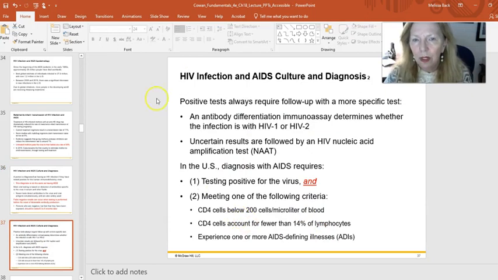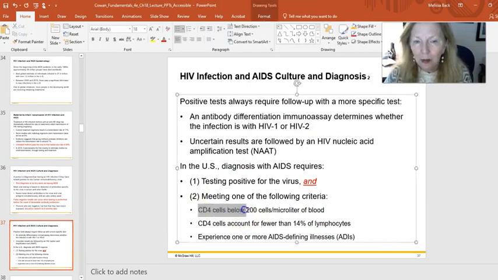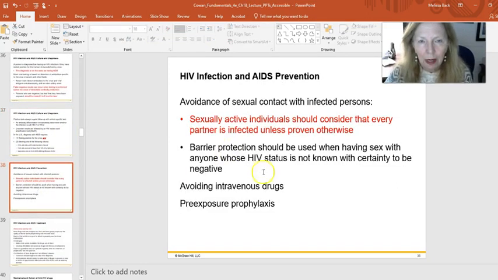So you can look at some of these. The numbers for CD4 cells below 200 cells per microliter would indicate that you are in full-blown AIDS at that particular point in time, and it would be a terminal illness at that point.